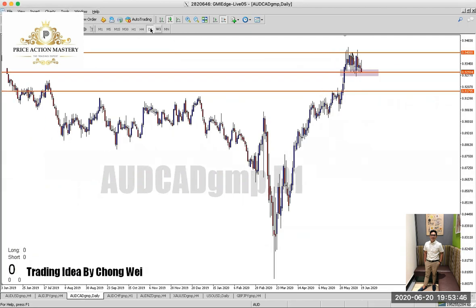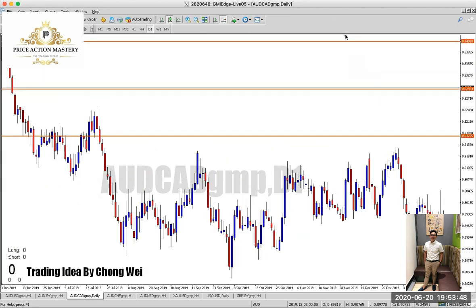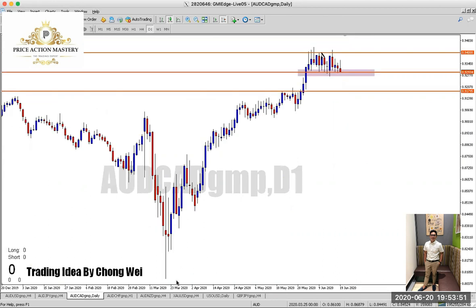So the next will be AUD CAD. I could say that overall the market is in a very clear range, but I'm expecting next week it's going to break down, because the Aussie is going to be weakened due to Trump's election coming up, if I'm not mistaken, in October. Trump will do anything to make sure the dollar is strengthened. So I'm expecting a range and drop. This is for the daily.